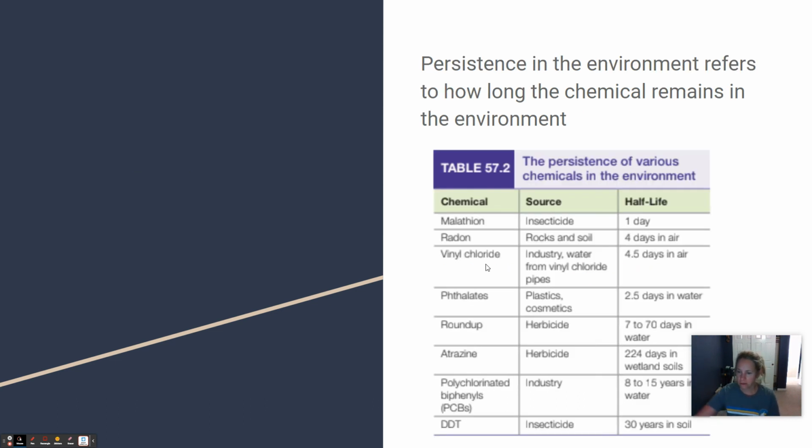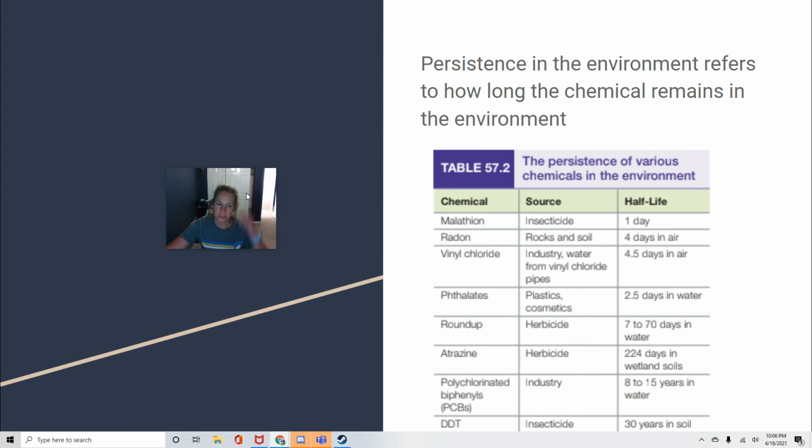And then this last thing here just shows the persistence. Persistence is important. How long does it stay in the ecosystem? So there are different chemicals here, and it gives what they are and their half-life. That means how long does it take to break down by half? If I start with 100 grams of this malathion, I'm not sure how to pronounce it, its half-life is 1 day. So after a day, you have 50 grams. After 2 days, you have 25 grams. After 3 days, you have 12.5 grams. So it's going to break down pretty fast.